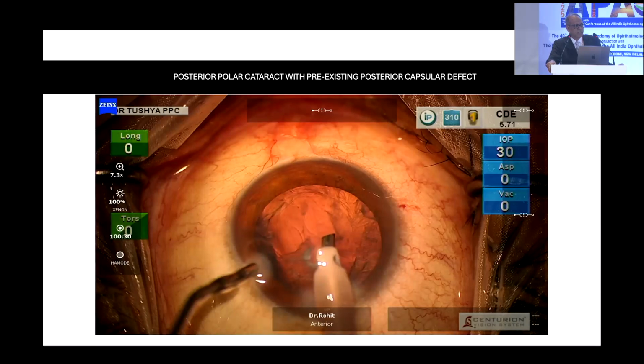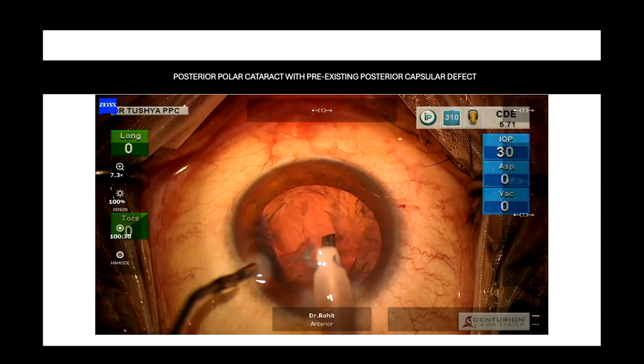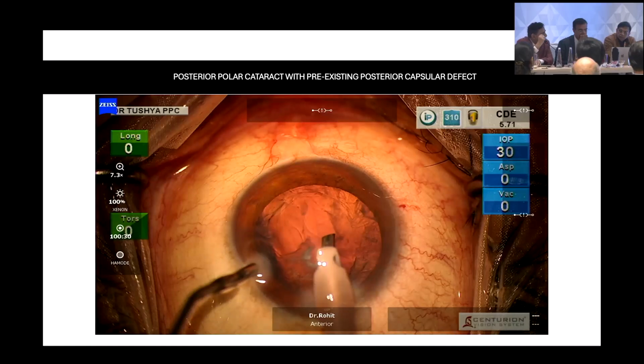I think the only thing different maybe I would have done is a femto in posterior polar where there's a pre-existing rent. Another thing is, many times when there's a pre-existing rent, the surrounding area is quite fibrous, so it's quite strong, so that actually gives you support.